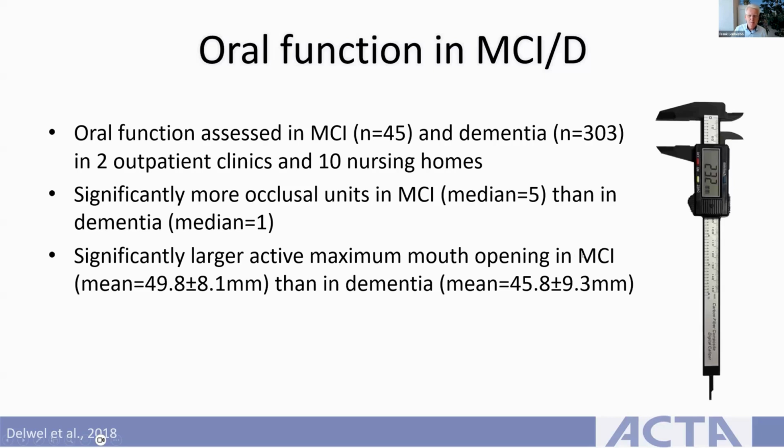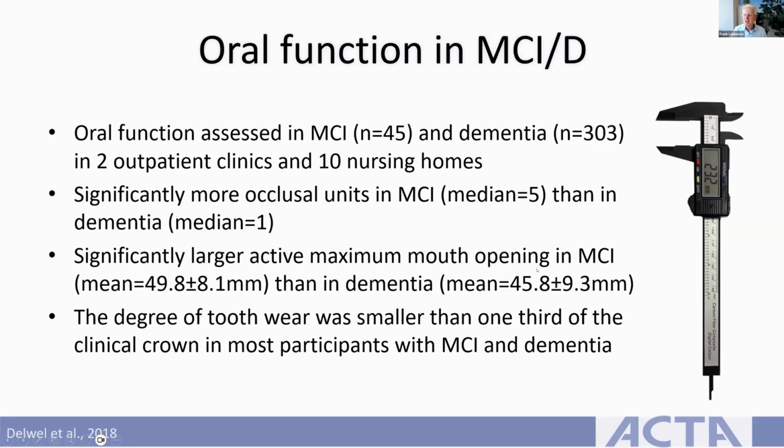Maximum mouth opening was larger in people with MCI as compared to dementia, but believe me, these are normal values: 50 millimeters for the MCI people and 45, 46 for dementia. Even though it's significantly reduced, this is not clinically meaningful. This is big enough to eat and to brush your teeth. So sometimes statistical significance is not telling you anything. It is also about clinically meaningful findings.